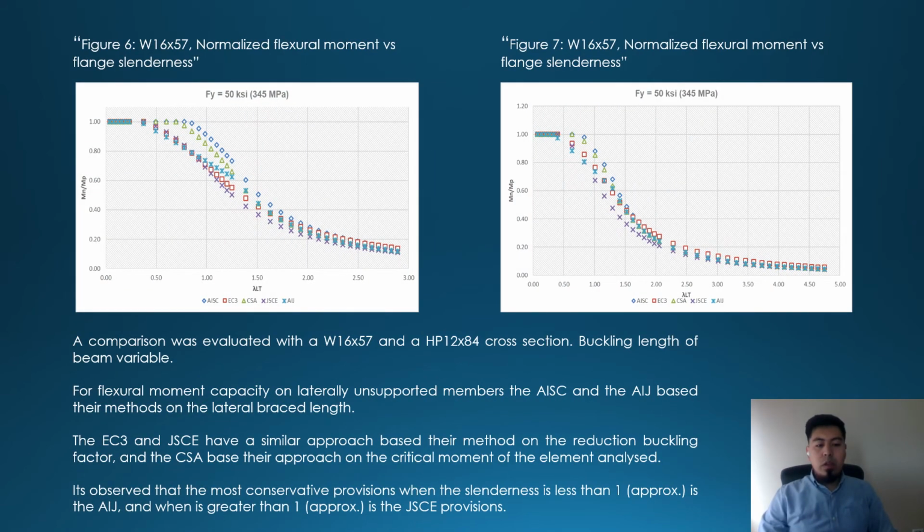A comparison was evaluated with a W16 by 57 and a HP12 by 84 cross-section, with the buckling length of the beam variable. It is observed that the most conservative provisions when the slenderness is less than 1 is the AIJ, and when it's greater than 1 is the JSCE provisions.